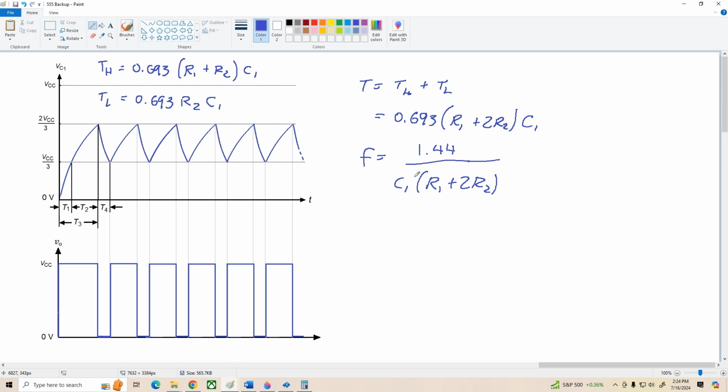And we'll talk more about the 555 in other videos when we use it as a building block, but I thought it was an interesting exercise to show where these constants come from, and hope you enjoyed it.